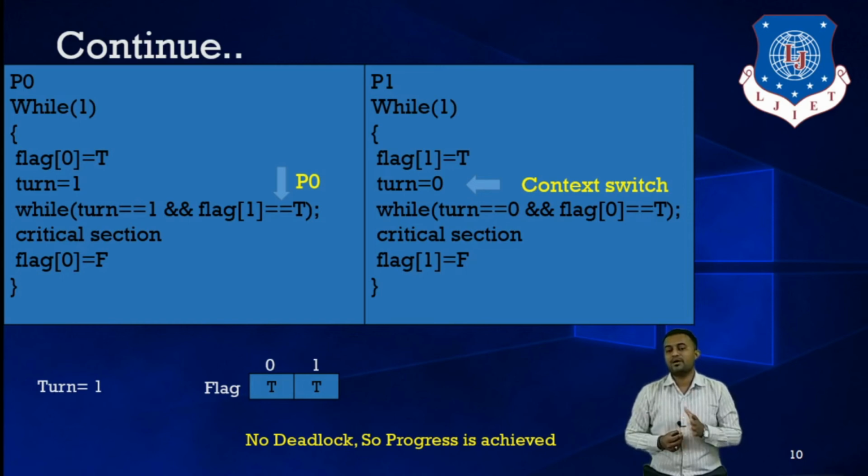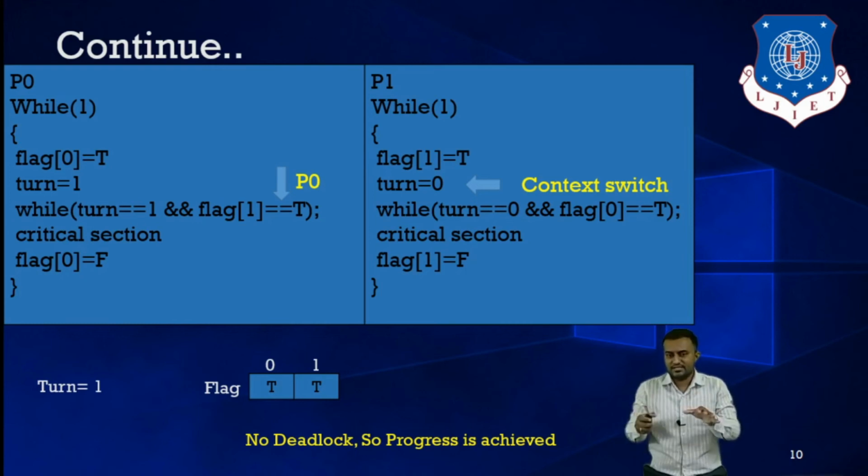Now the condition we need to check: while turn is equal to 1. Yes, the condition is true. And flag of 1 is equal to true. Yes, so in this case the condition is true. True and true, both are true, which means P0 will not come out from this loop. It will do the busy wait. At this particular moment, P0 cannot enter the critical section.